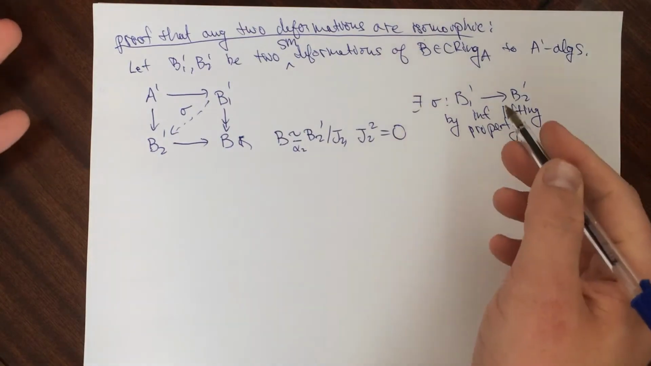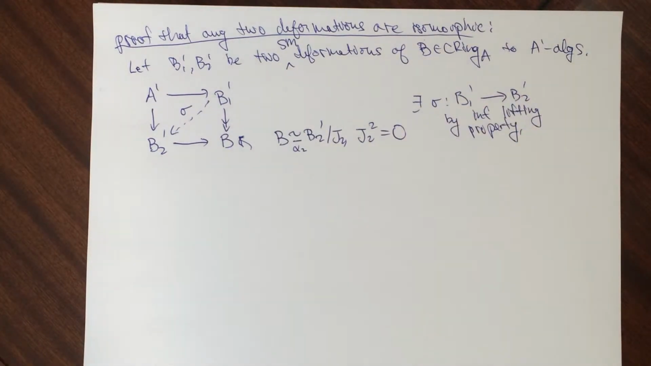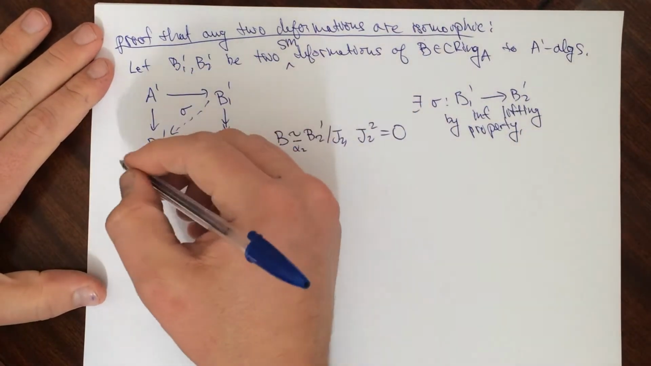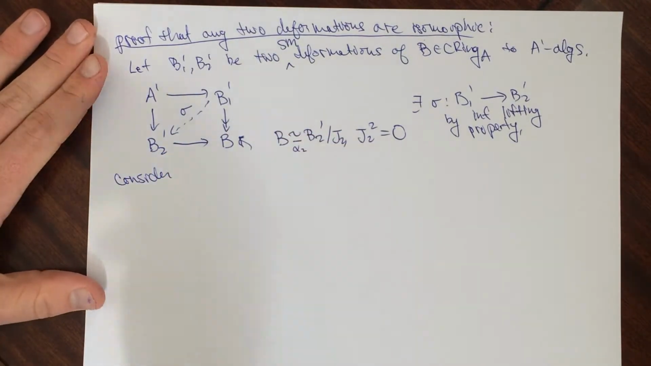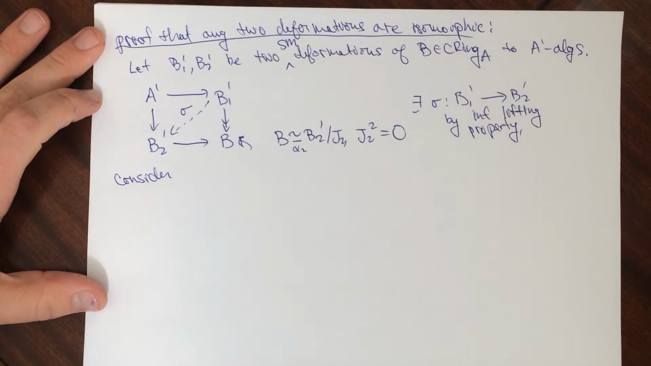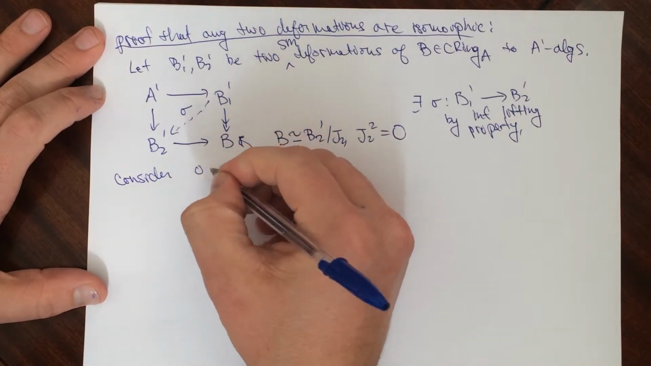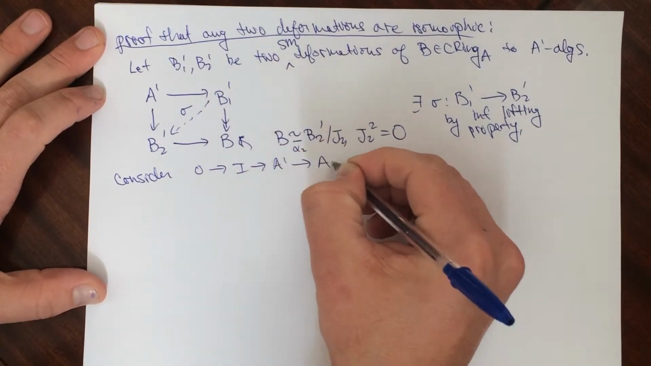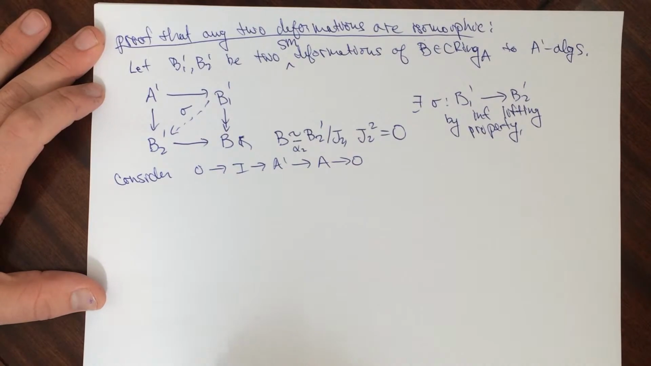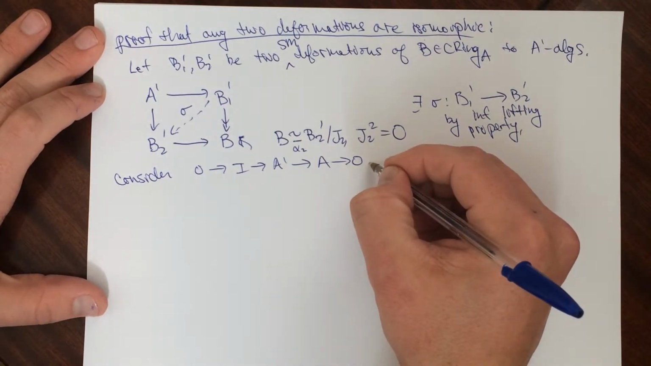So we have this map. Now we need to show that this map is an isomorphism. So we're going to consider the sequence, which I considered in the deformations video at the end of it, so you can go look at that again. We consider the sequence of A prime modules here. This is an exact sequence.